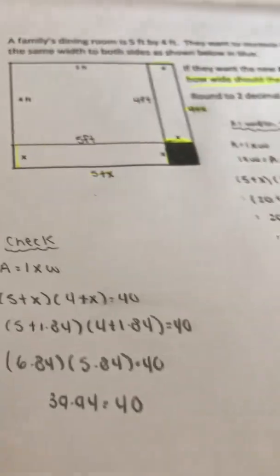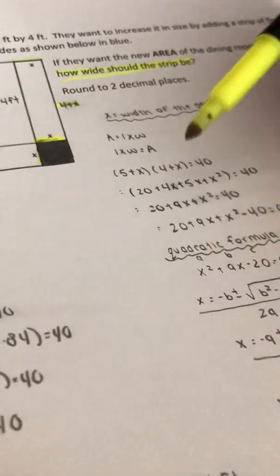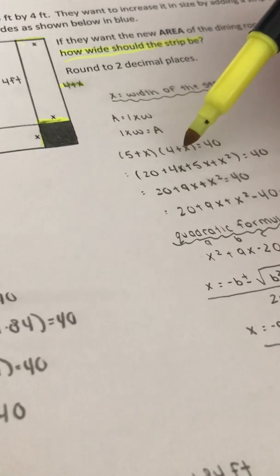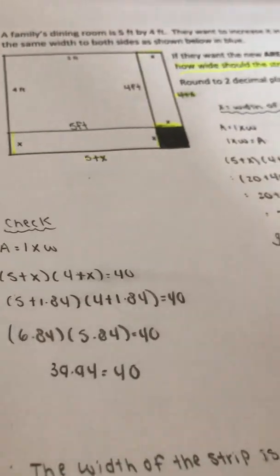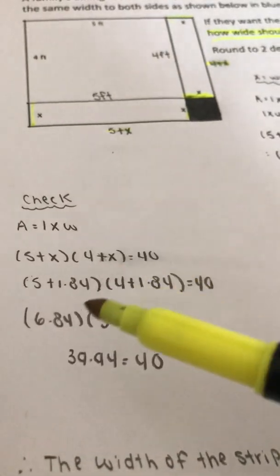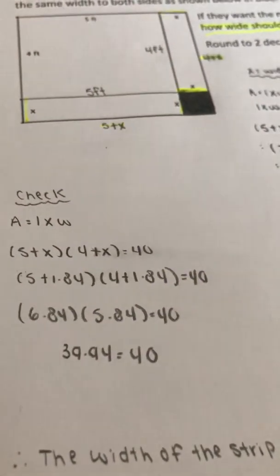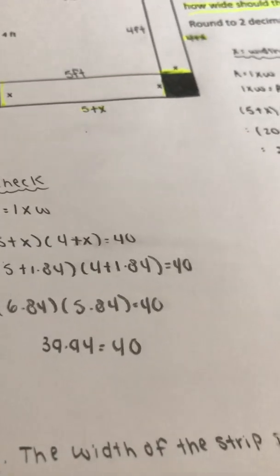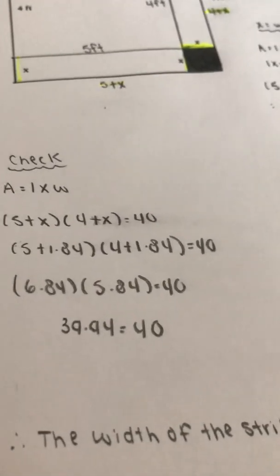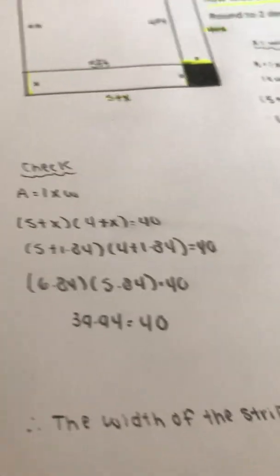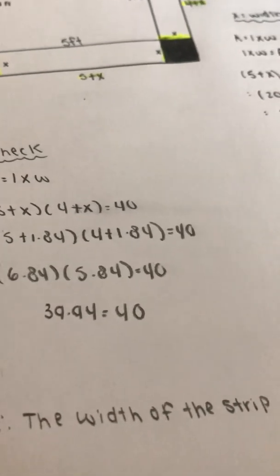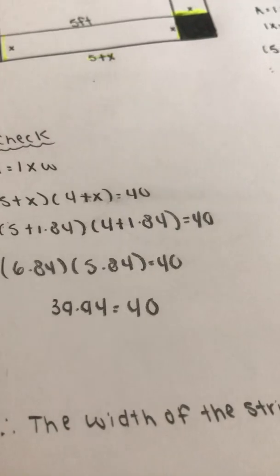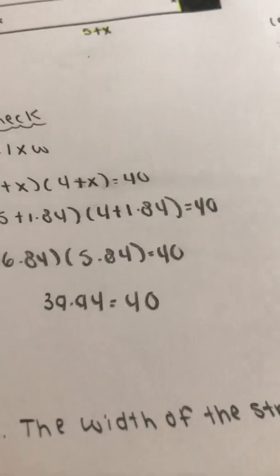And you can check it to see if you did it right. I grabbed this formula, which is 5 plus x times 4 plus x equals 40, and plugged in what x is. So I put 5 plus 1.84 times 4 plus 1.84 equals 40. We're not going to get exactly 40 when we do this, and you might think you did it wrong, but you didn't. It's just because the decimal I rounded was really long, and when I rounded it, I made it shorter, so it's not exactly going to be 40.